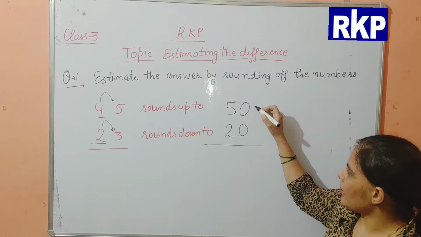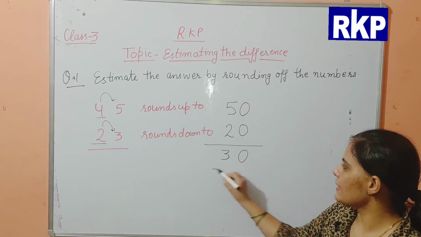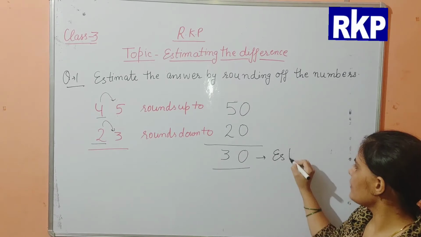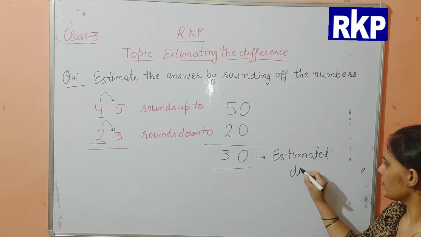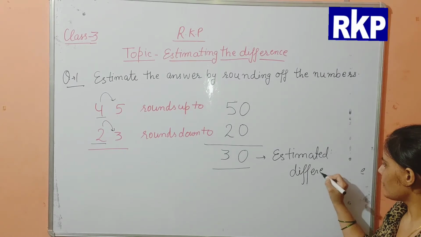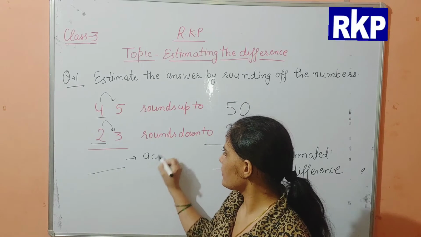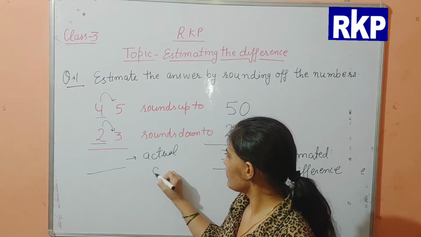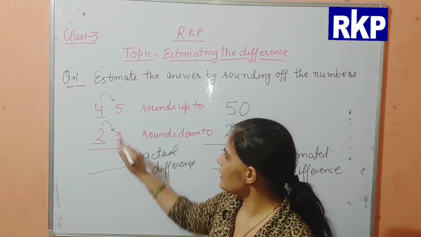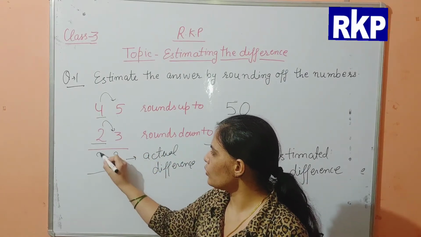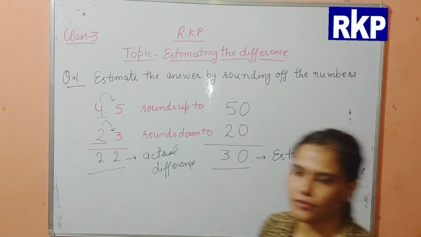Now subtract it. 0 minus 0, 0. 5 minus 2, 3. This is your estimated difference. And here you get the actual difference. Now subtract 5 minus 3, 2. 4 minus 2, 2. This is your actual difference and this is your estimated difference.